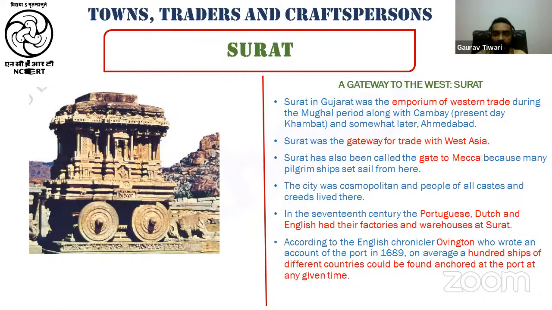The next city is the city of Surat. Surat was also known as Gateway to the South, and currently we also call it Gateway to the South. Now in Gujarat, Surat was emporium of Western trade. What is emporium? जहाँ पे भी हम दूसरी दूसरी जगह से लाके सामान इकट्ठा कर लेते हैं. That is the commodity in which people traded. They collected all these commodities in these emporiums. Now, it was an emporium of trade during the Mughal period, along with Cambay. What is Cambay? Gulf of Khambat was known as Cambay at that time, and somewhat later Ahmedabad.